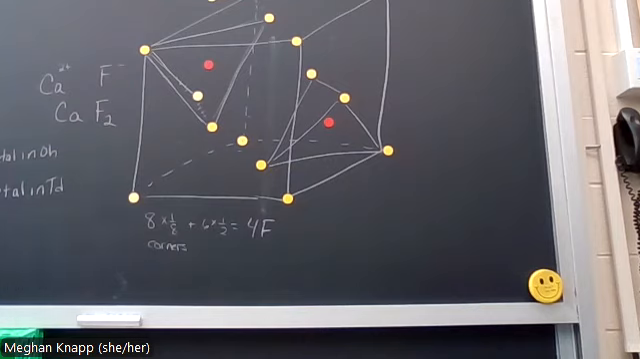Sometimes the way you'll describe a structure is you will say the anions take on the face-centered cubic with the cations filling a fraction, in this case, 1/4 of the tetrahedral holes.